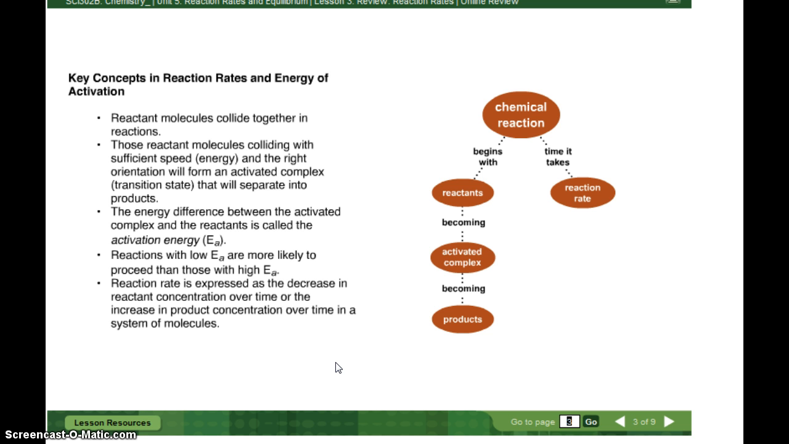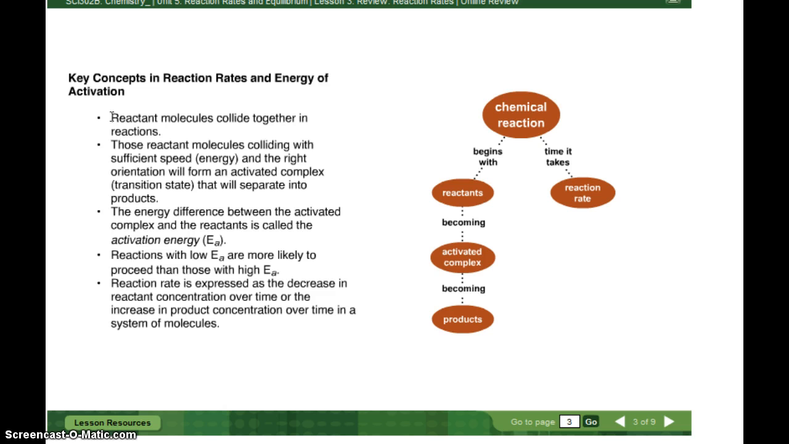Key concepts in reaction rates and energy of activation. So again, as a reminder, I suggest that you copy and paste this and then either delete or cover up some keywords and see if you can fill them in, and do it tomorrow after you've practiced this, or cover it up with paper right now and see if you can figure some out.